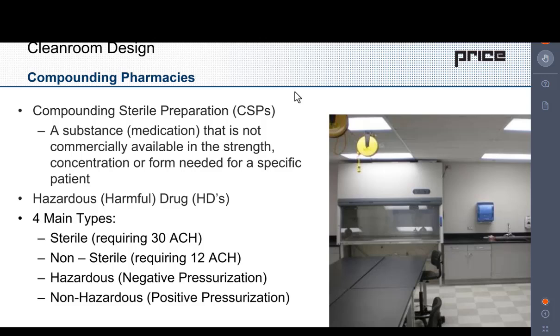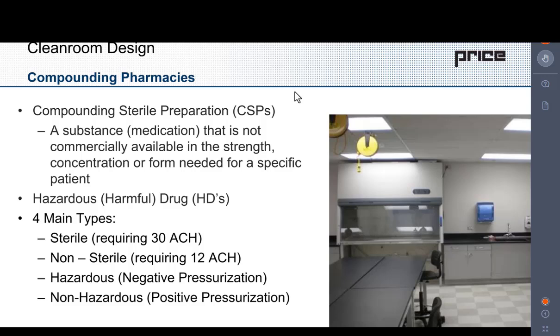And then that brings us to compounding pharmacies. Now, compounding pharmacies are an area where you're going to be creating a medication that either isn't available in that dosage, or in that concentration, or in that specific recipe. So these are targeted medications for people with specialized diseases and things like that. Now, like we mentioned before, there are two main types of compounding pharmacies when it comes to the airflow design, which are hazardous and non-hazardous.